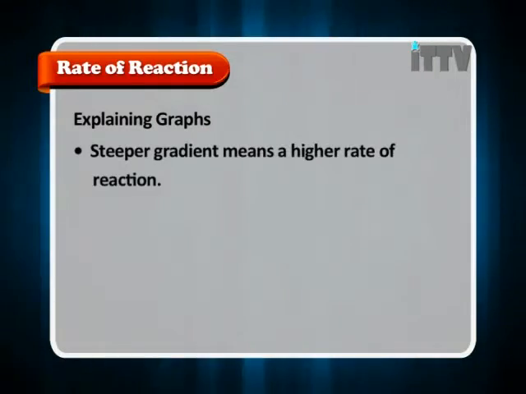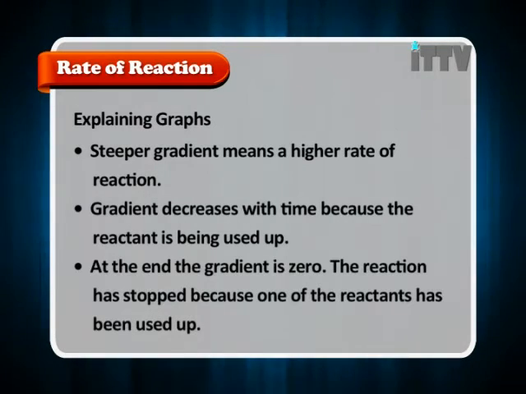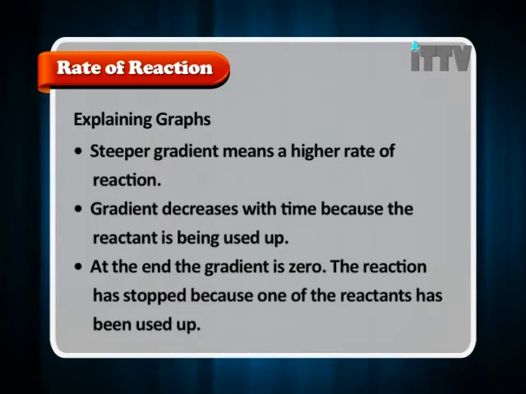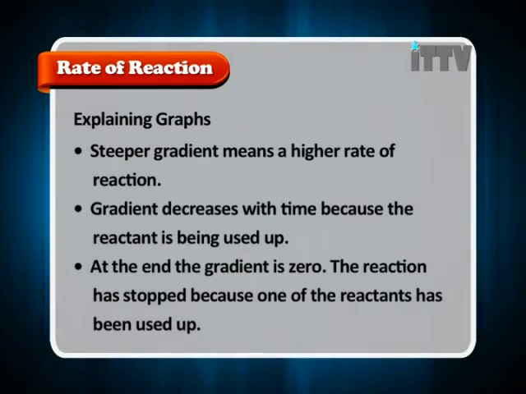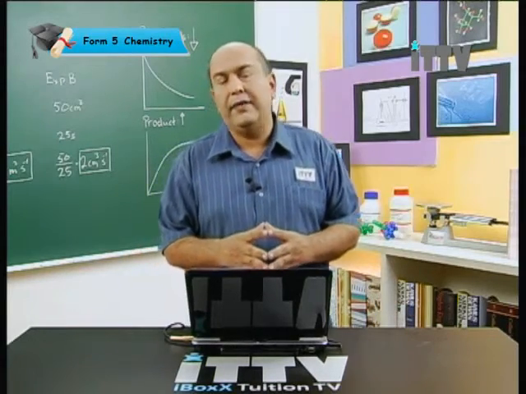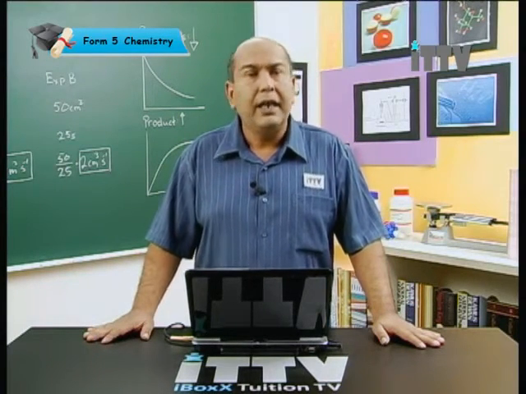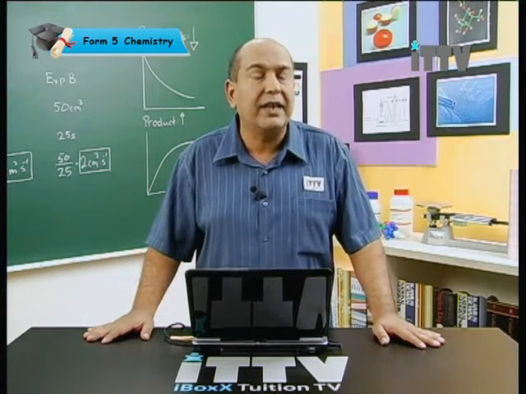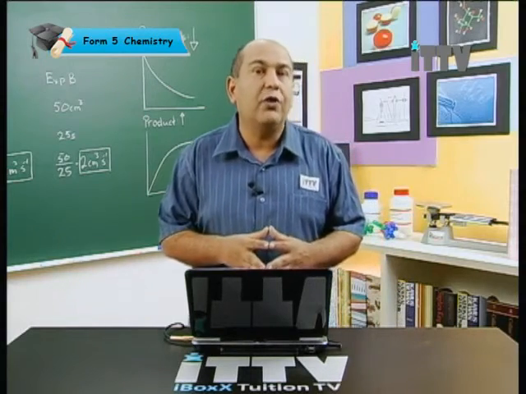Explaining graphs. Steeper gradient means a higher rate of reaction. The gradient decreases with time because reactant is being used up. At the end, the gradient is 0. The reaction has stopped because one of the reactants has been used up. So here you've got to be aware that sometimes in examinations, what we ask you to do is to explain a graph. That means you have to explain the 3 different areas of a graph. Let me explain what I mean by the 3 different areas of a graph.